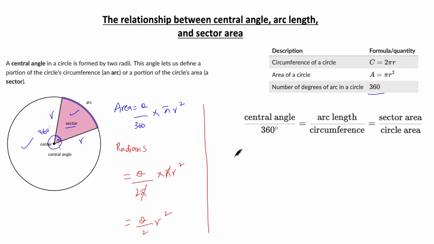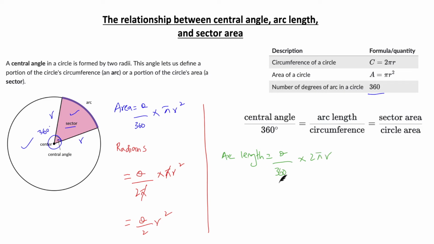So if you want to find out the arc length, it will look something like this. Arc length, just use the same ratio that I have written over here. Central angle theta over 360 into circumference, which is 2 pi r. This is the formula for the arc length.